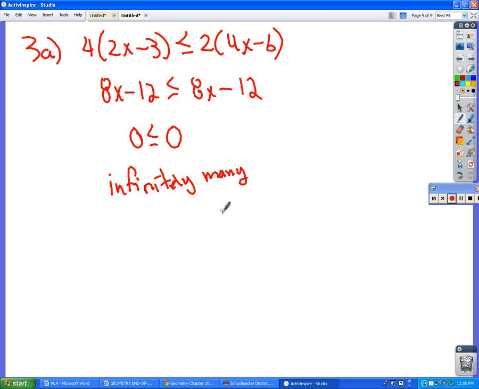So hey, there are infinitely many solutions to this, and what that means is my solution to this inequality is any number. From negative infinity to infinity, any number that you pick will make this work out to be 0 is less than or equal to 0, which since that's true, it'll work. So the solution is any number, negative infinity to infinity. That's what it means when you say infinitely many solutions.